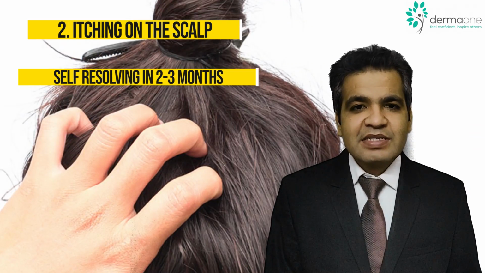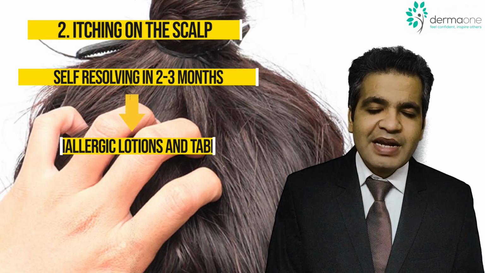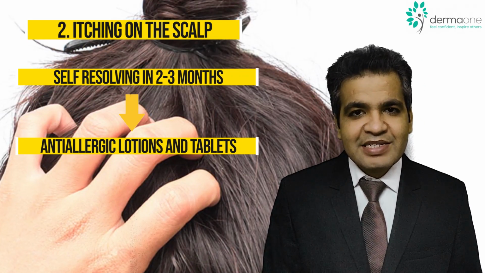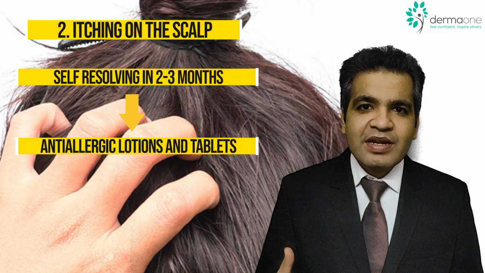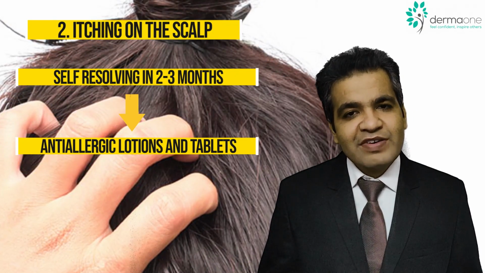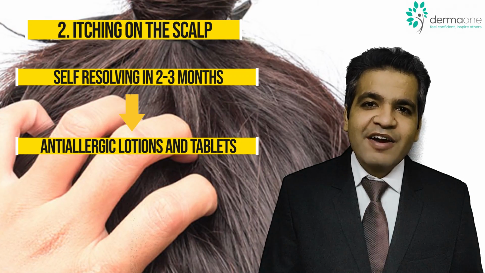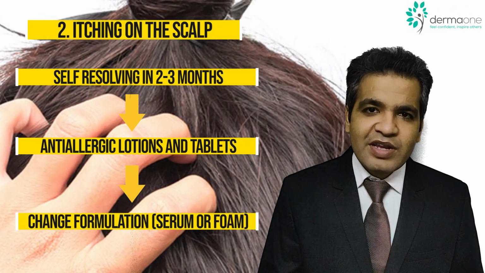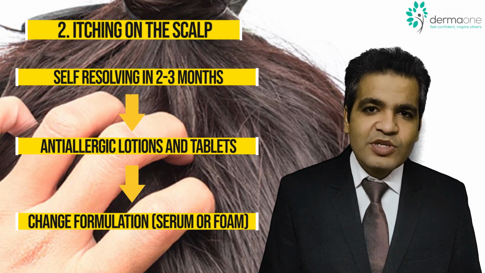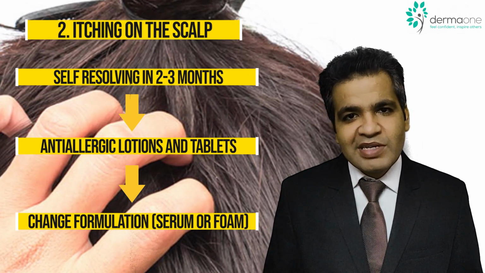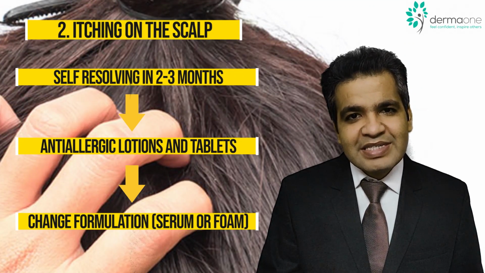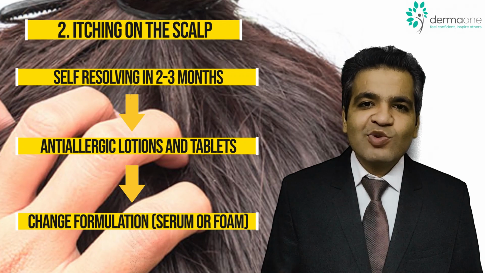But if it is still persistent, what I usually do is I prescribe anti-allergy tablets and lotions which can take care of this short-term allergic reaction. But when it is persistent, suppose if it does not respond to all these things in the initial 4, 5, 6 months also, in that situation we have to change the concentration of alcohol in the solution. We can reduce the concentration of alcohol in the solution, or we can switch to formulations which are foam based, serum based, which are less irritating to the scalp. Why I initially don't use these formulations is because alcoholic preparation is the most effective one.